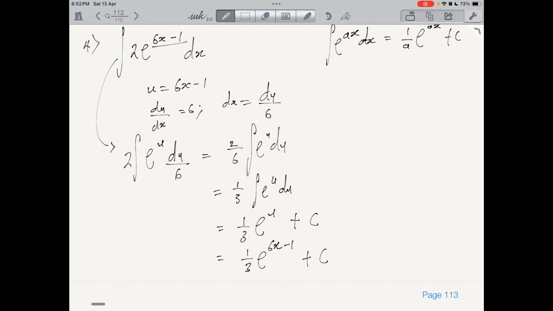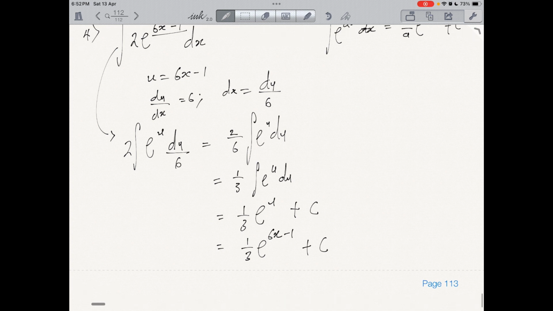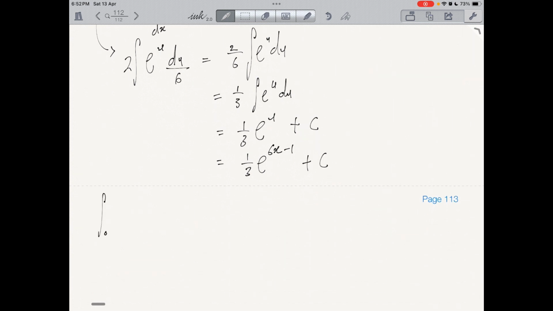Now, what if this question is now turned into a definite integral? Let's say we are asked to evaluate the same question, 2 exponential 6x minus 1 dx from lower limit 0 to upper limit 1. We know that when we integrate 2 exponential 6x minus 1 with respect to dx, we'll have this.